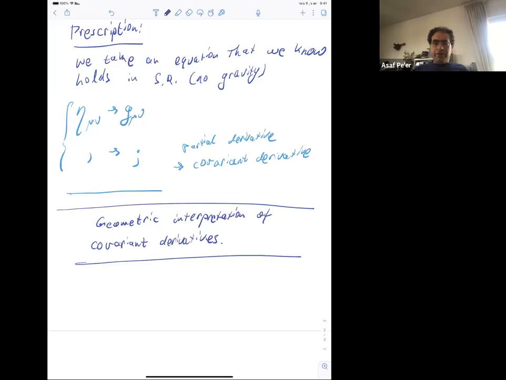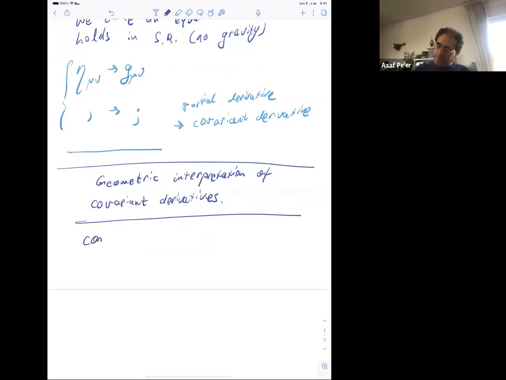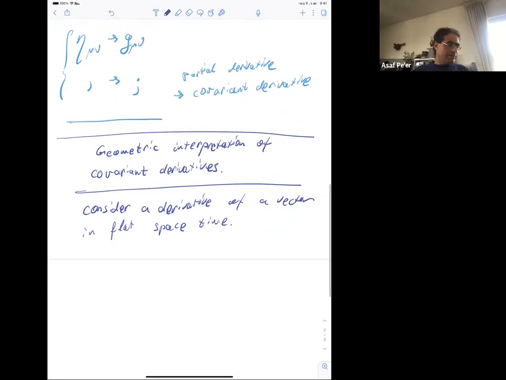There is something which is actually very simple that illustrates what's really going on here. Let's start from the beginning. Let's say that we have flat space-time, and you want to take the derivative of a vector in flat spacetime. The simplest that you have: dv over dx. What does it mean, dv over dx?